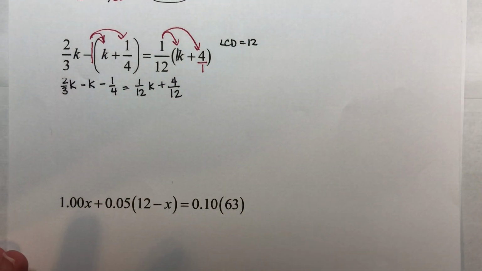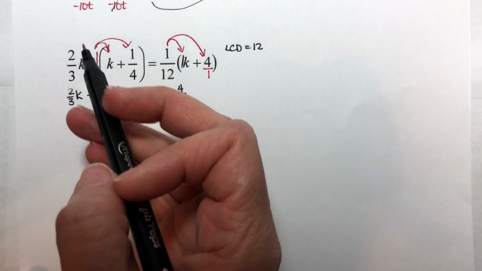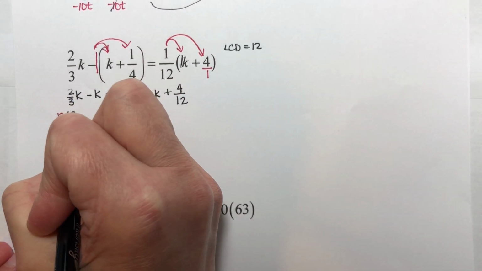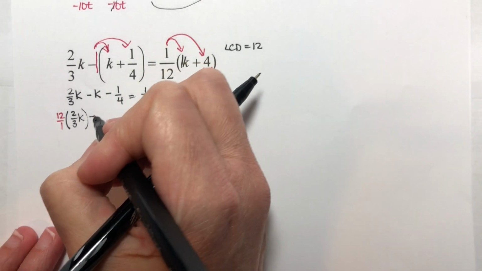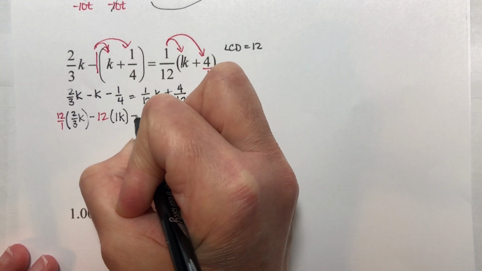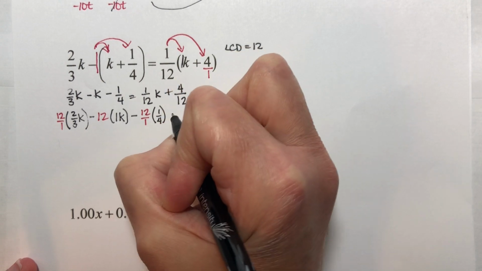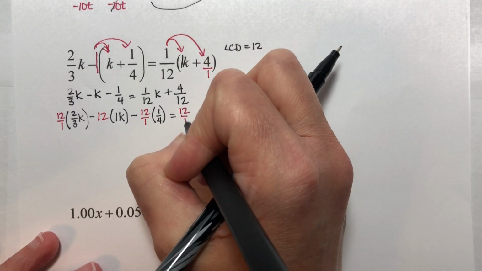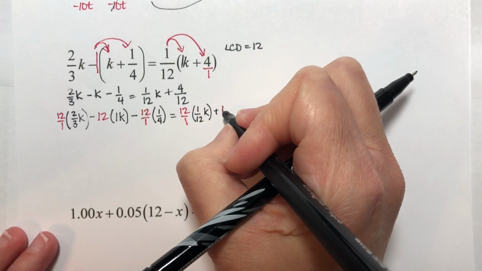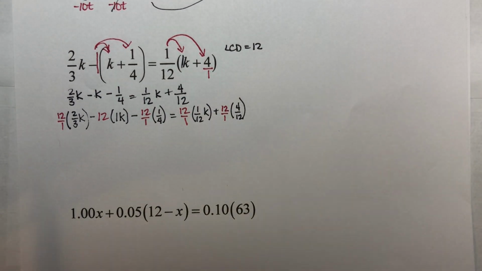And just like on the previous problem, I'm going to multiply everything by a 12 or a 12 over 1, depending on whether I'm writing it beside a fraction or if I'm writing it beside a whole number. So this is 12 over 1 times 2/3 k, minus 12 times, that's a 1k, right? 1k, minus 12 over 1 times 1/4, equal to 12 over 1 times 1/12 k, plus 12 over 1 times 4/12.